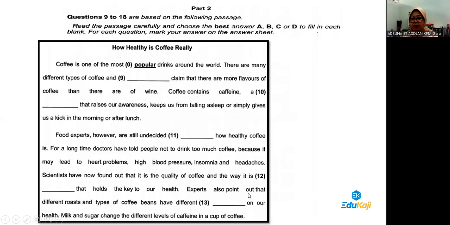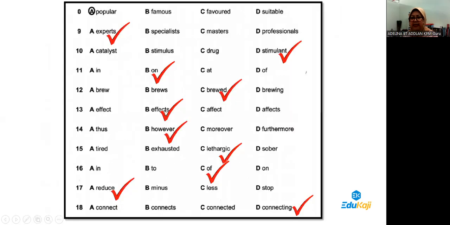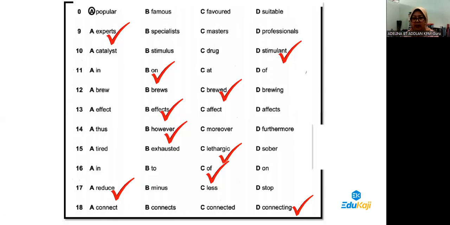So experts also point out that different roasts and types of coffee beans have different what? Effects, not effect. You have to know the difference between affect and effect. Effect usually is something that you can see clearly. Affect is something related to our internal, for example, our emotion, that sometimes people might look happy, but the face doesn't look happy. That's what it means. Okay.